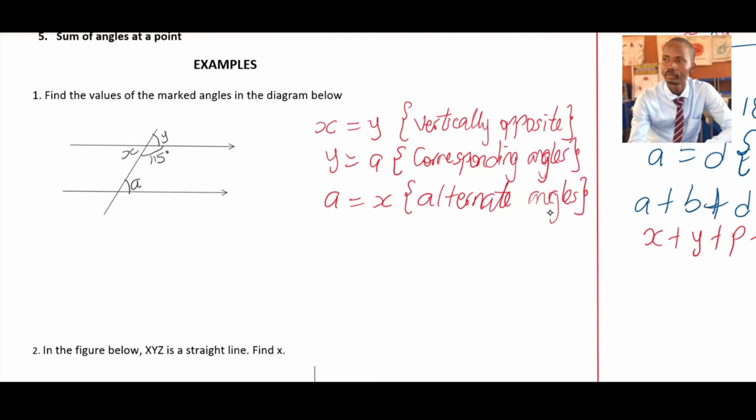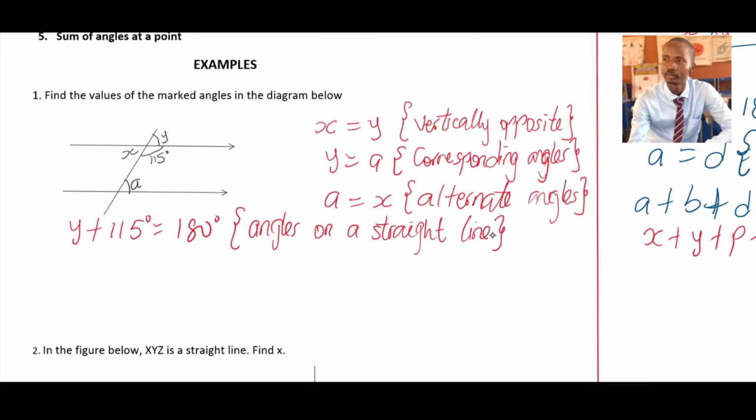Okay, having known this, how then do we use all of these things we know to solve? I can decide to say that Y plus 115 degrees equals 180 degrees. Why? It is angles on a straight line. So I will know that the sum of angles on the straight line is 180 degrees. Or we can say that X plus 115 is equal to 180 degrees.